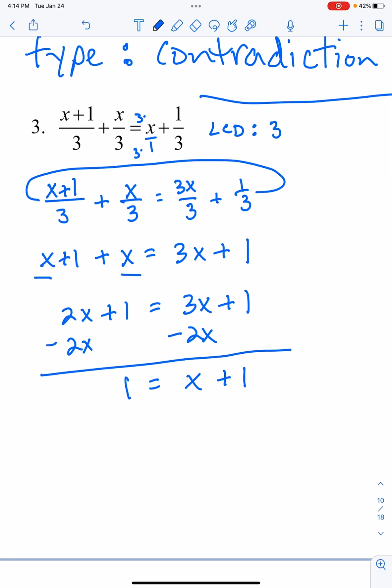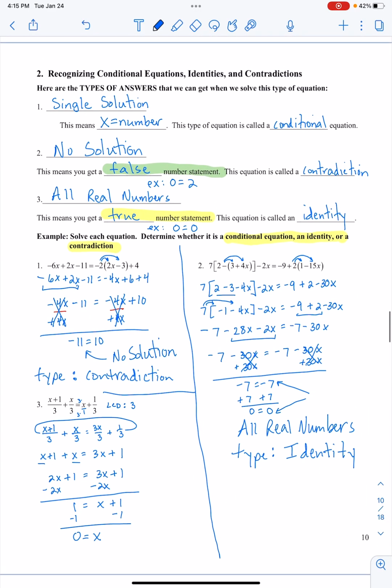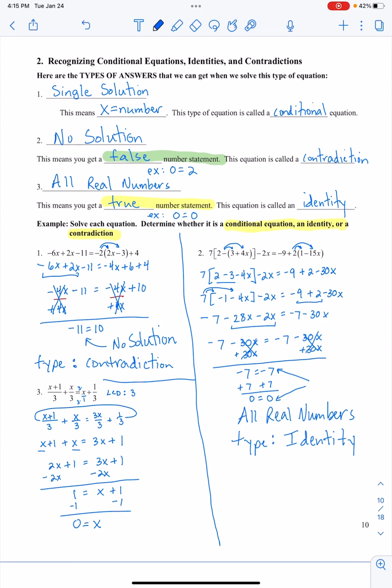We still have an x that remains in this equation, meaning we need to solve for what number x needs to be. So we're going to subtract 1, and we're going to get that the answer to our equation is 0. So we look back to the top of the page to our definitions, and we see that definition 1, single solution, means that you get x equals a number. So here is our answer, and the type is a conditional equation.